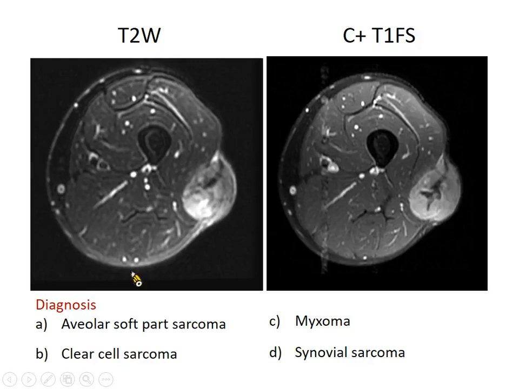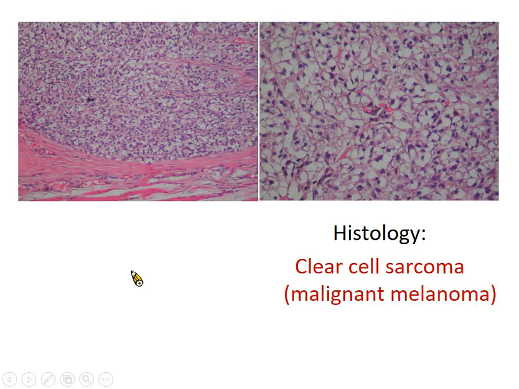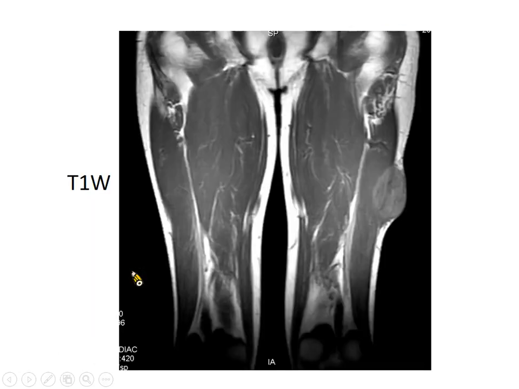So what is the diagnosis? Clear cell sarcoma. Well, does anyone have questions? This is clear cell sarcoma. The finding is really typical: higher signal on T1 with elevation of the fascia, so it comes from the skin.